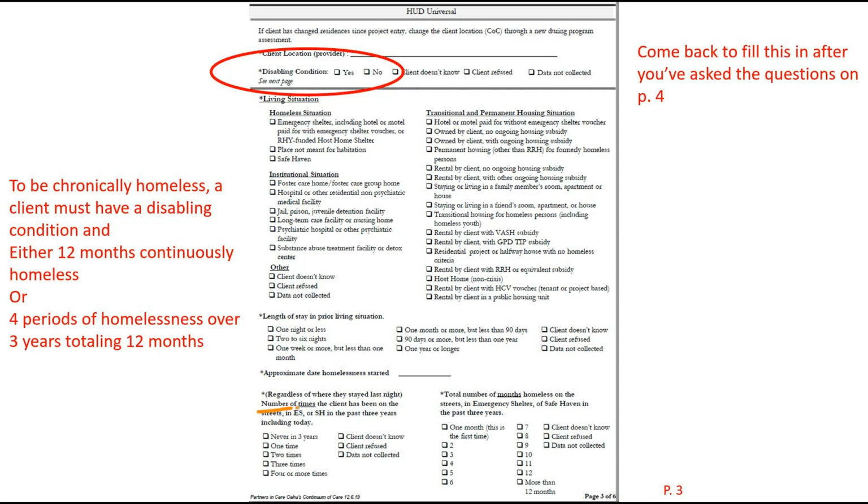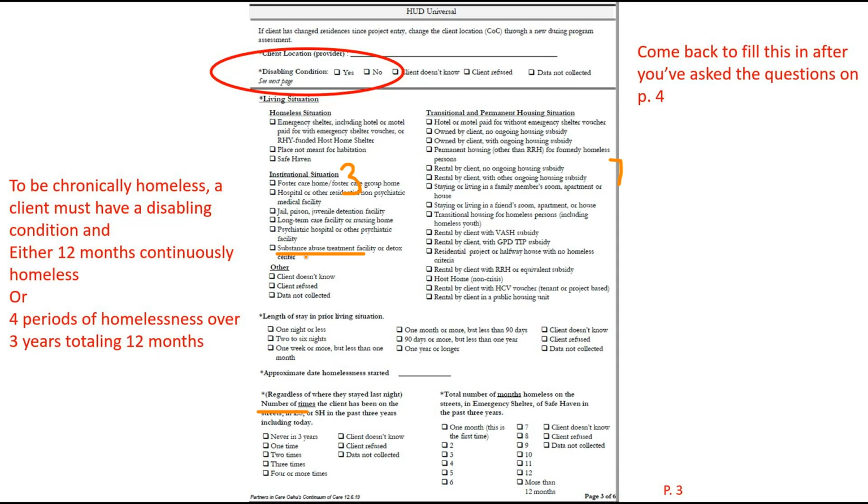The next question that we have is number of times the client has been in the streets, an emergency shelter, or safe haven in the past 3 years, including today. So the number of times, that's where the 3 months and the 7 days becomes important. So let's say that we have a client who's sleeping in their car, and then they go to a substance abuse treatment facility, and then they go back to their car. If they were in that substance abuse treatment facility for more than 3 months, they were housed for that time. So when they go back to their car, that's the second period of homelessness.